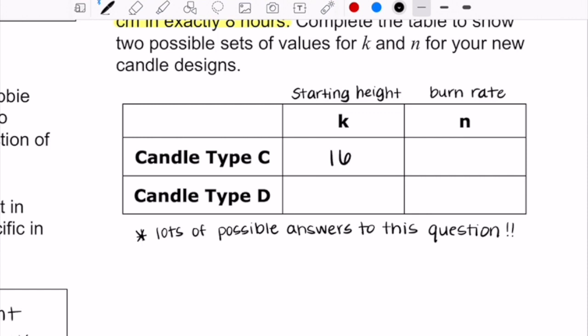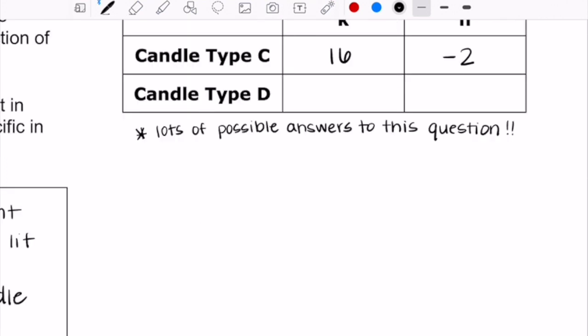If it started out at 16 centimeters, then your K value would be 16. That's your starting height. And so if you want it to finish burning out in 8 hours, your burn rate N for this one would need to be -2. And be careful, you do need to include the negative on that one when you give the answer to the question. We can do the math underneath to check our answer to the question. So if the candle for type C started out at 16 centimeters, and then if it burned at 2 centimeters per hour for a total of 8 hours, 16 minus 2 times 8 gives me 16, and so that equals 0. So we can check and make sure that it works to answer the question that way.